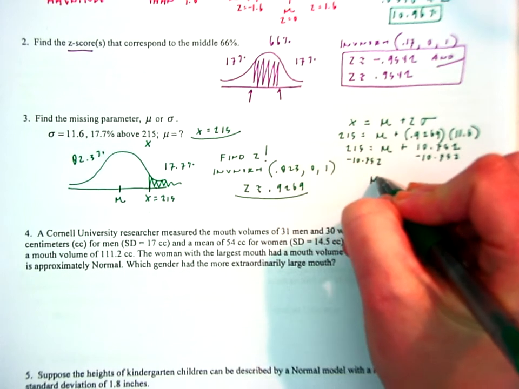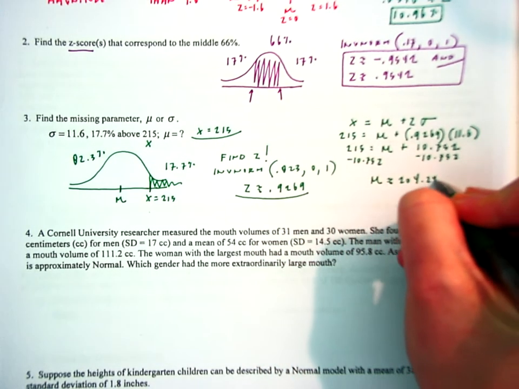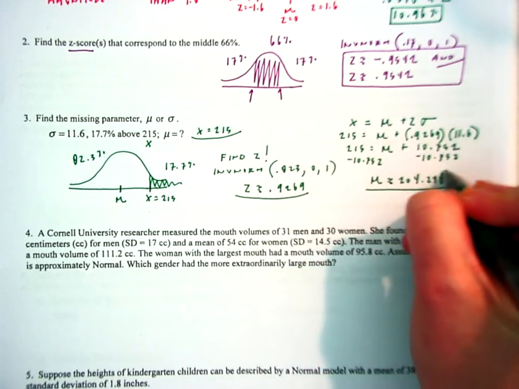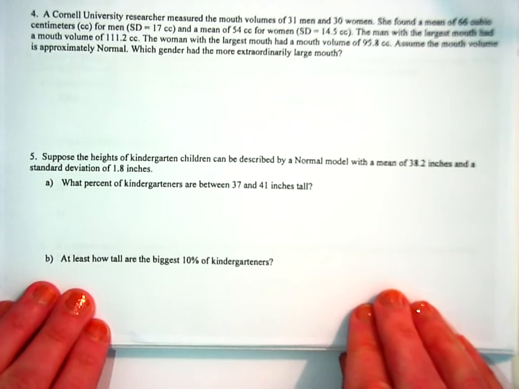And we end up with a mean that's about 204.248. And there we go. Okay, next up, let me slide up here.